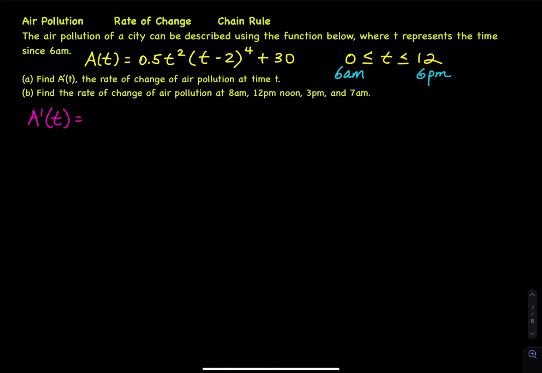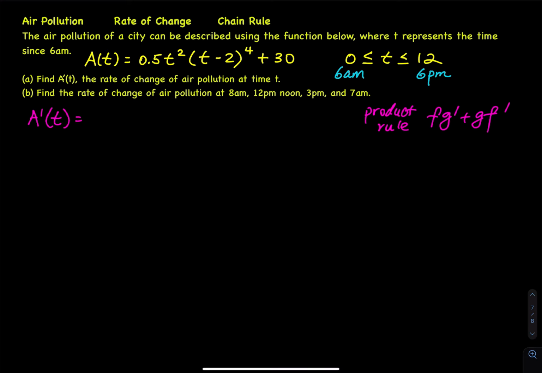Do we need to use some rules? The answer is yes. Since we have a t squared multiplied by a fourth power, this is a product of two functions, so we have to use the product rule. And for the fourth power, we have a linear function t minus 2 inside a fourth power, so there is a chain rule when you handle the fourth power. So what's the product rule? The product rule is fg prime plus gf prime, right?